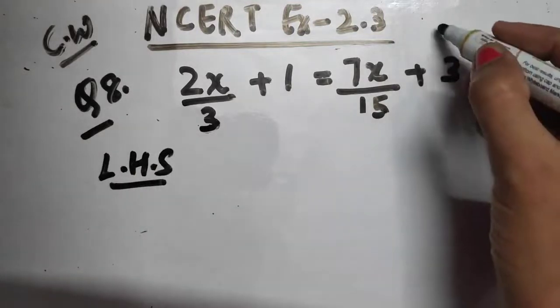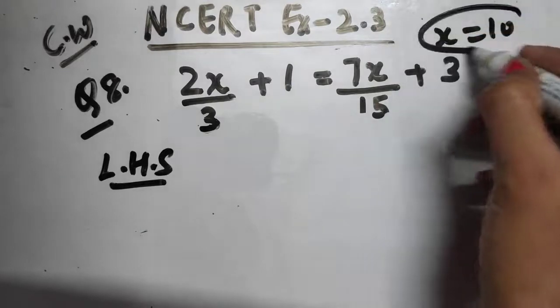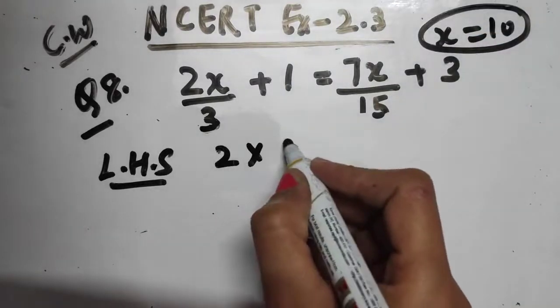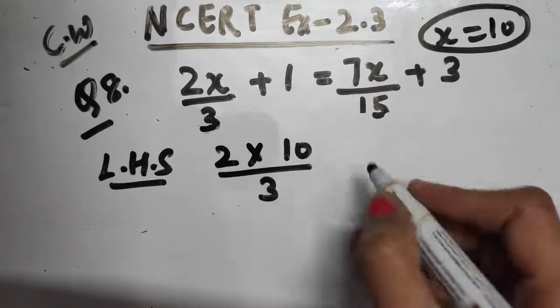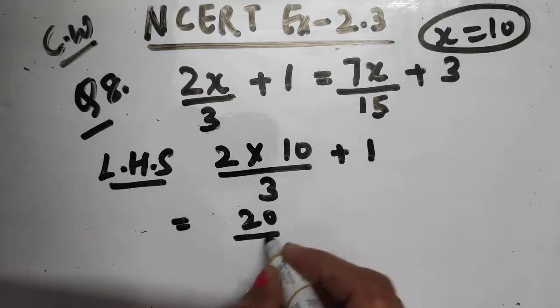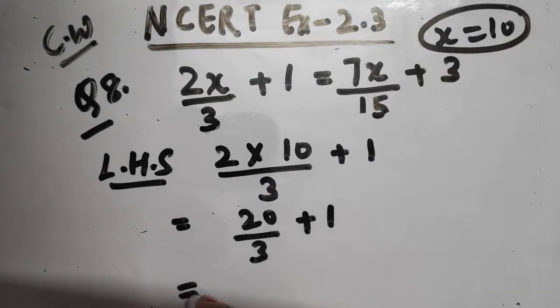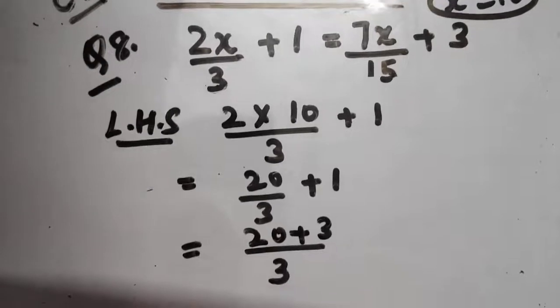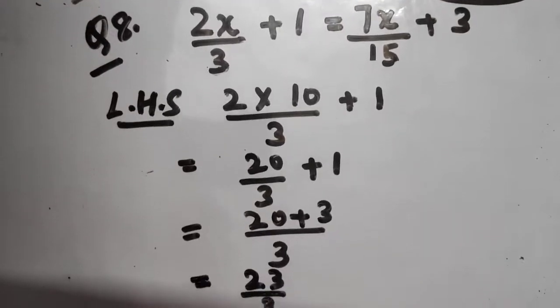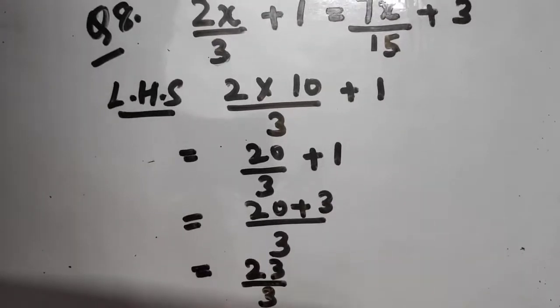Now I am solving the left hand side. We got the value of x as 10, so I am putting this value on both sides. It will be 2 into 10 divided by 3 plus 1. So it will be 20/3 plus 1. I need to take the LCM. 3 will be the LCM. So it will be (20 + 3)/3, that is equal to 23/3. So after solving the left hand side, I am getting the answer as 23/3.